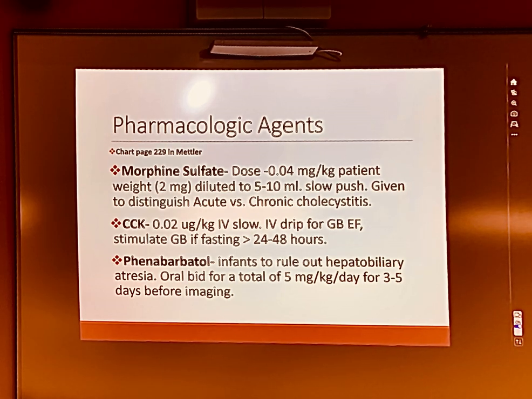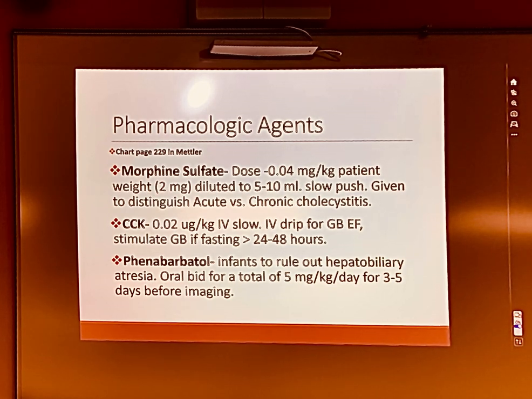You can give it if the patient's been fasting too long, or if you have non-visualization of the gallbladder, you can use morphine to determine if it's acute versus chronic cholecystitis. Okay, 0.04 milligrams per kilogram of patient weight, diluted into 5 to 10 ml with a slow push.